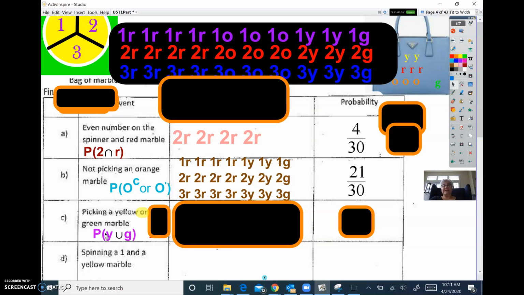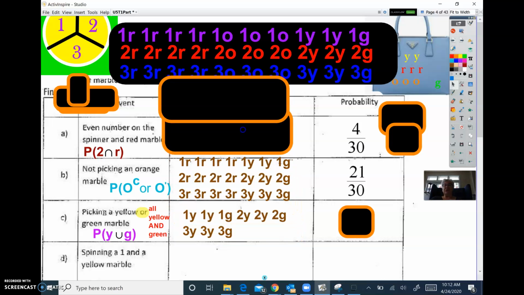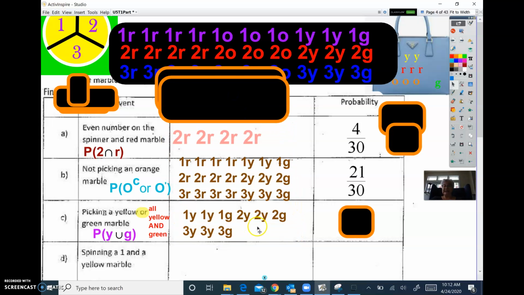So the way I read this is the probability of yellow union with green. And the way I say it to myself is all the yellow and green possibilities. So it would be yellow or green. And so everything that has a 1, 2, or 3, yellow and green, is listed here. Here I've got, it looks like, 9 possibilities. So 9 is my numerator and 30 is my denominator.